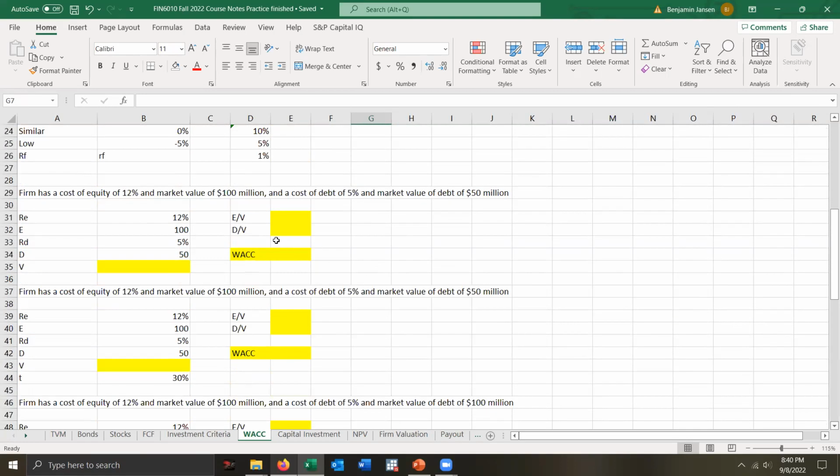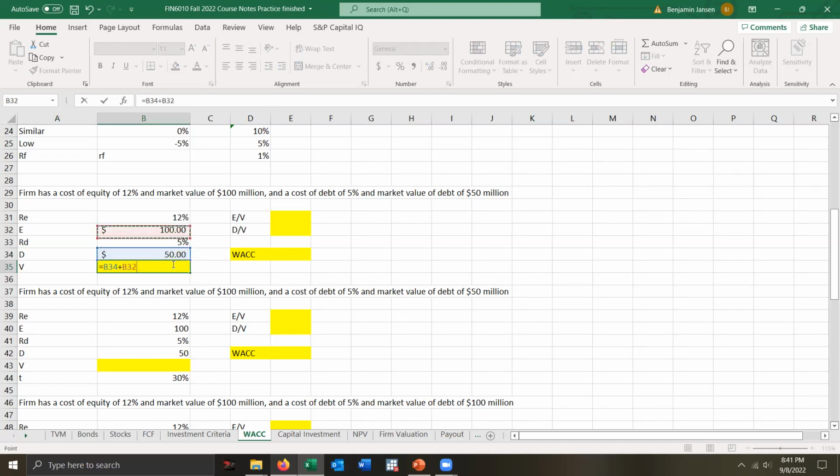All right. So let's say that a firm has a cost of equity of 12%, market value of equity of 100 million, cost of debt of 5%, market value of debt of 50 million. What's going to be the WACC? All right, so we have our information. Cost of equity of 12%, market value of equity of 100 million, cost of debt of 5%, value of debt of 50 million. All right, so the total value of the company is just going to be the sum of the value of debt and the value of equity, with the overall value of the firm at 150 million.